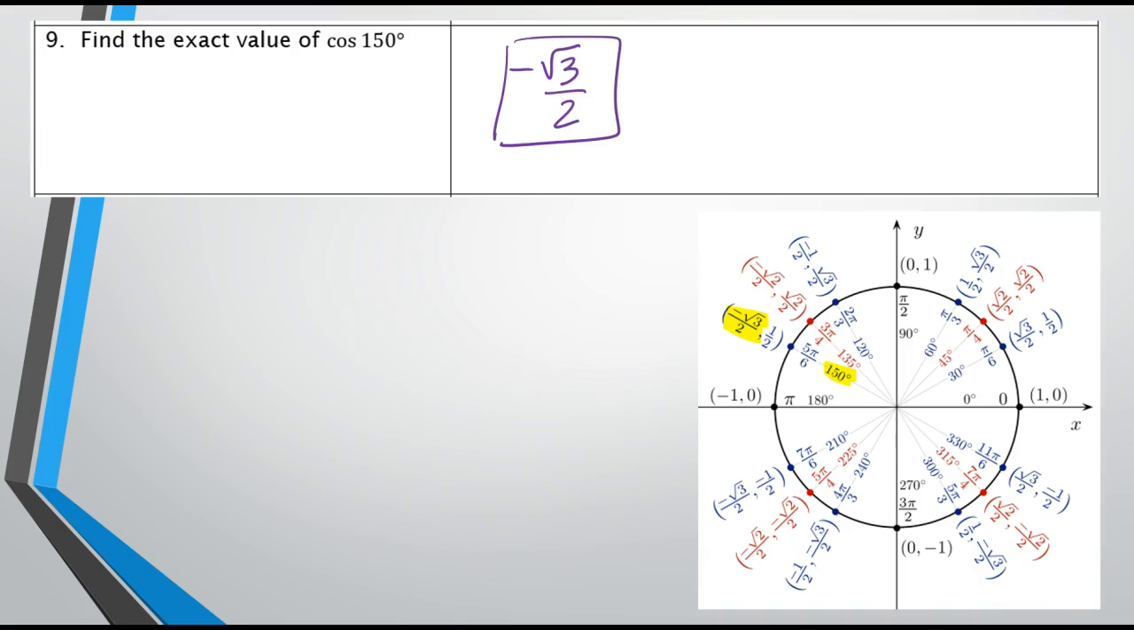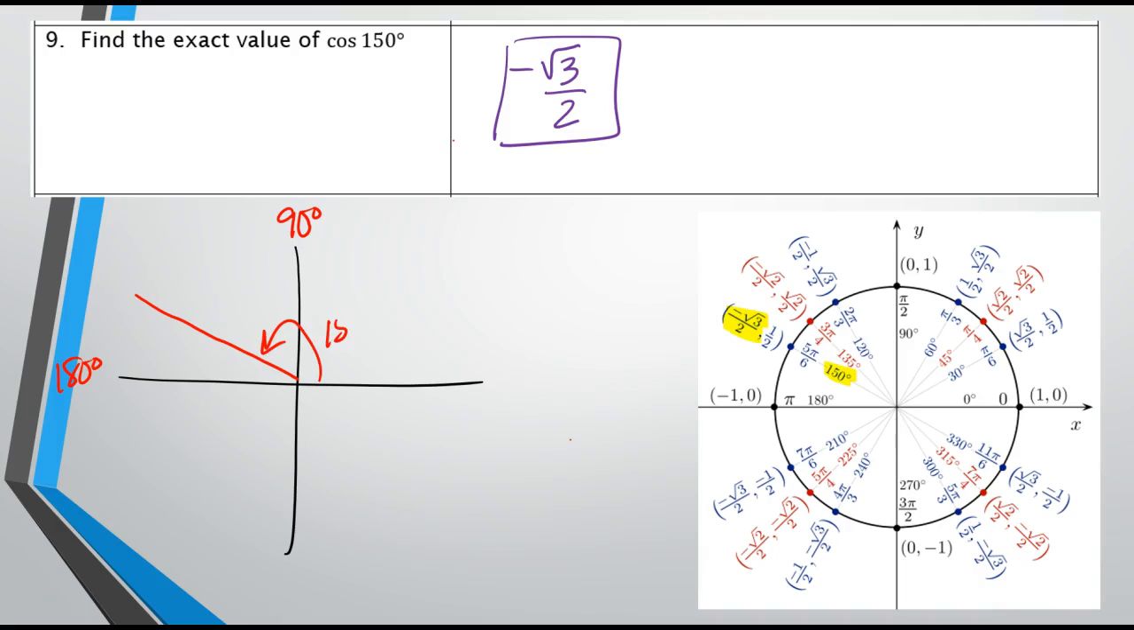If you didn't want to use the unit circle, you would draw the angle 150, which is going to be in quadrant 2, because 150 is between 90 and 180. So I'm going to draw my angle here. And then I want to make it into a triangle by drawing a line that goes straight to the x-axis. To find my reference angle, because we're in quadrant 2, I would do 180 minus my angle. So my reference angle is going to be 30, which means this angle up here at the top will be 60.